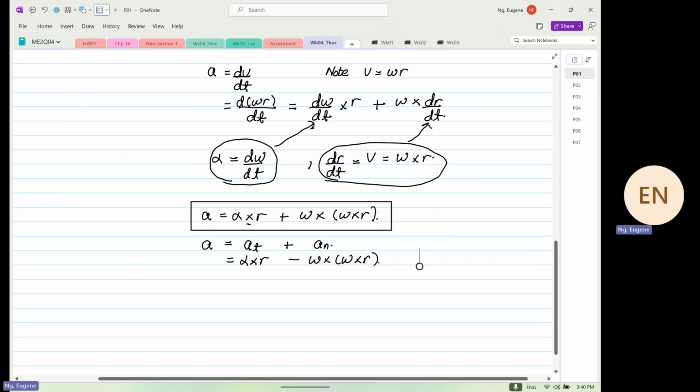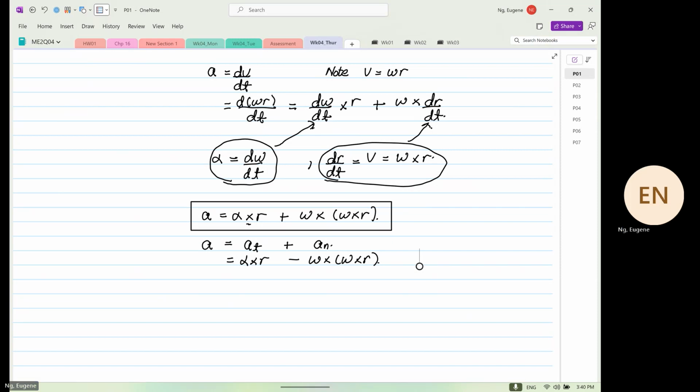Okay. So acceleration in magnitude, so we are just considering the magnitude, can be determined from A is equal to the square root of AT squared plus AN squared.